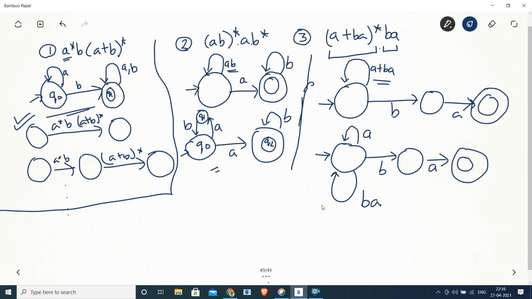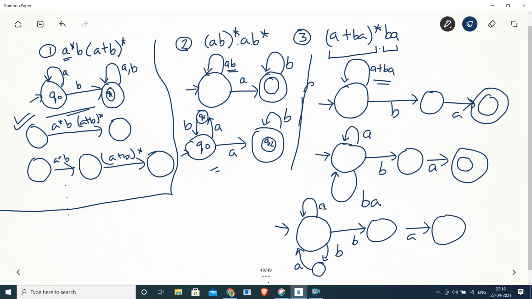We have to break it into the states and concatenating the states. So let's break it down also. The first loop is of A, the second loop is of BA, where first B comes, then A comes. Then we can say it is B, then A, and we reach the final state. So this is how the complete automata has been made.